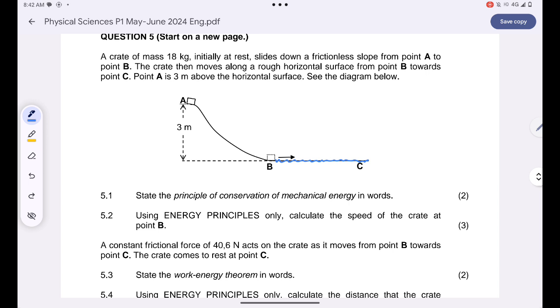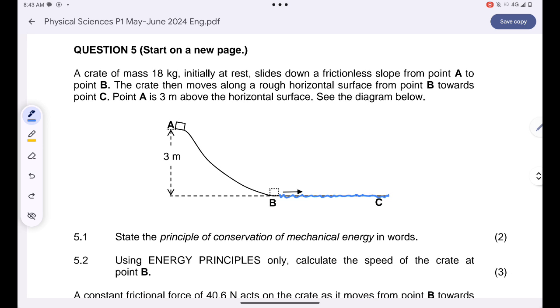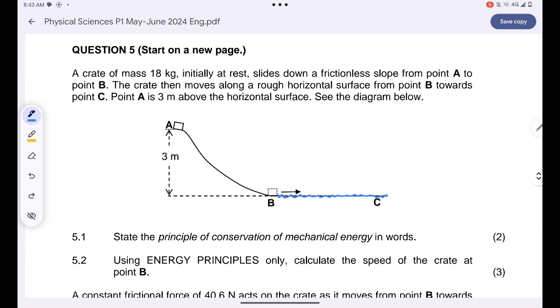First question, they want us to state the principle of mechanical energy in words. It simply states that in a closed system, mechanical energy is conserved. Or you can say, in an isolated system, mechanical energy is conserved. But what is mechanical energy? Mechanical energy is just the sum of both kinetic energy and potential energy.